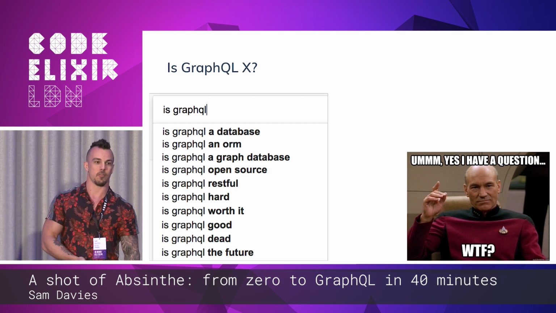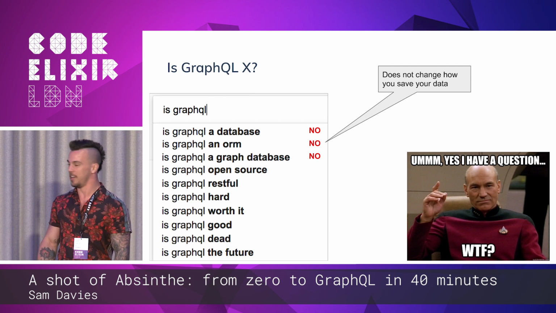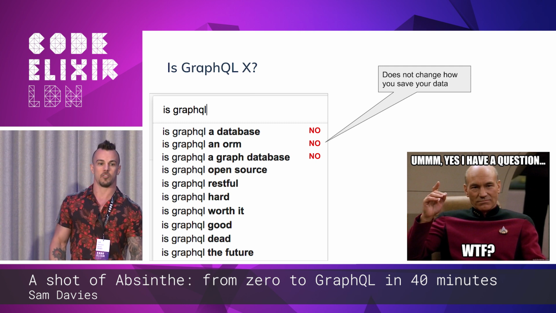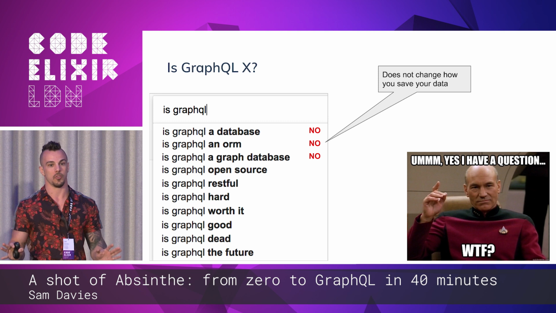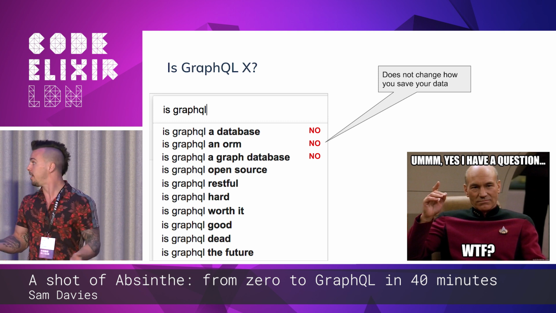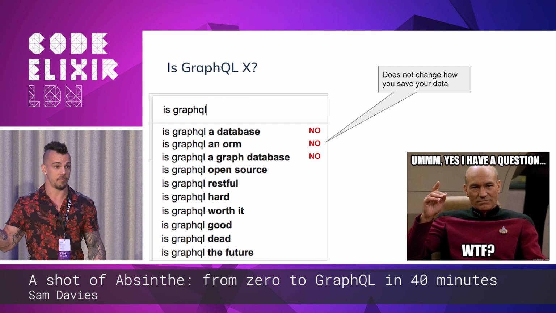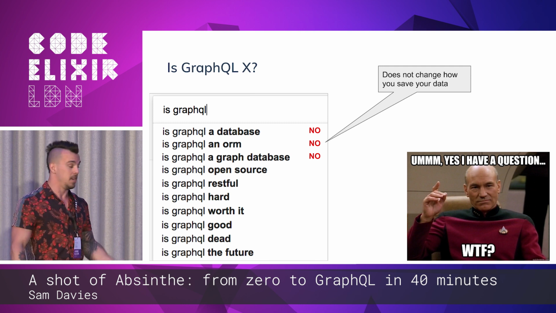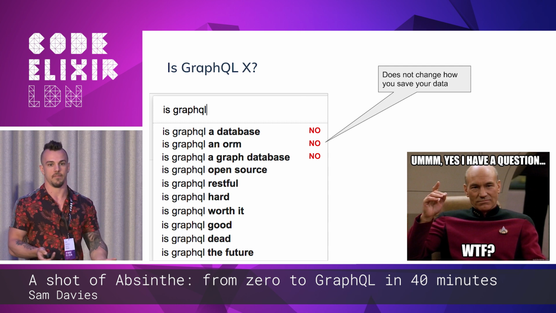So the first 3 are all variations on a theme. No, it is none of these things. GraphQL doesn't have anything to do with how you store your data, or even if you store any data at all. It's completely agnostic to what kind of data store you're using. It's independent from your ORM. It's not any kind of database.